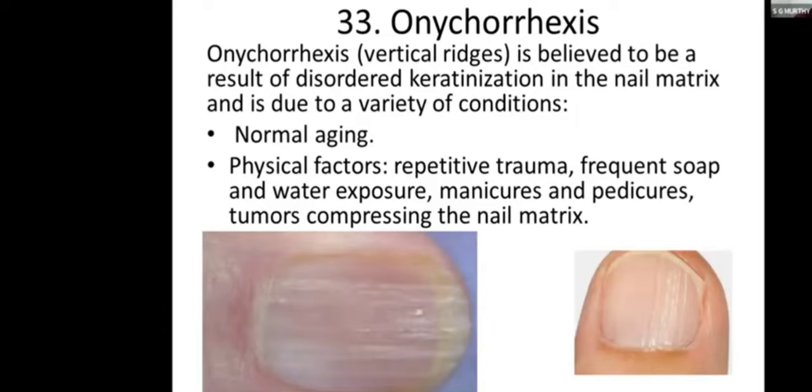Onychorrhexis is straight depression, vertical depressions on the nail. You can see that, and this is usually seen in elderly patients. They're very normal. This is because of the nail becoming thin and having vertical ridges from the base to the tip, from the proximal end to the distal end. The causes are normal aging and trauma to the nail. Trauma means torture to the nail or insulting the nail by frequent washing, harsh soaps, manicures, pedicures, and so many other things.